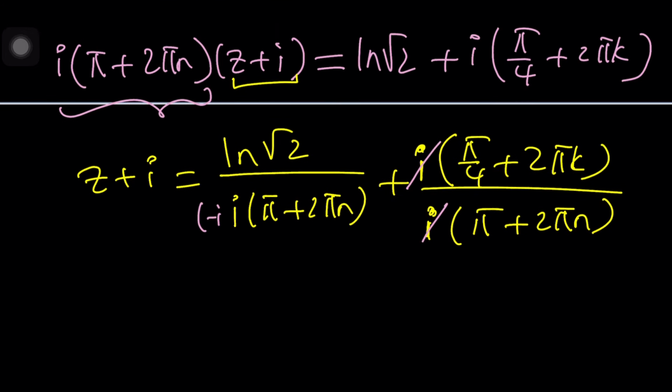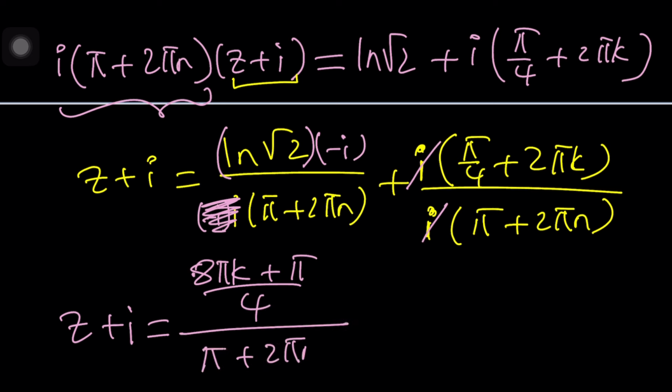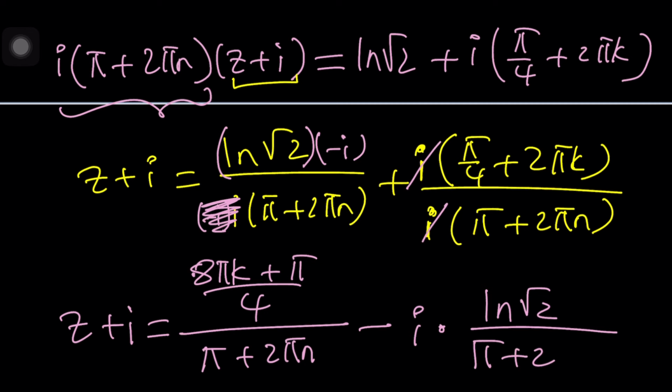But let's multiply by -i. That just bothers me here. So that's going to give us 1. We have a -i. So let's see. I could probably write this as, let's switch the real and imaginary parts, shall we? This is going to be 8 pi k plus pi over 4, divided by pi plus 2 pi n, minus i times ln root 2 over pi plus 2 pi n.